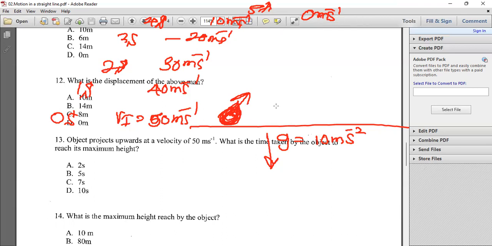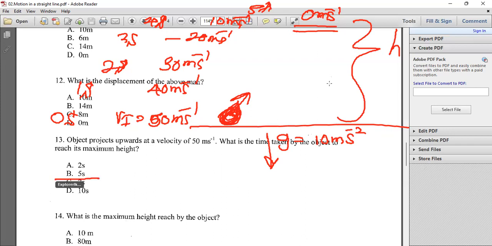If the object was projected with a velocity of 50 m s^-1, how would it take to reach the maximum height? As I told you, once it reaches 0 m s^-1 when going vertically upwards, thereafter the object cannot travel any further above, because the velocity of the object has reached 0. So that is the maximum height that the object could travel. To travel the maximum height, the object takes 5 seconds.